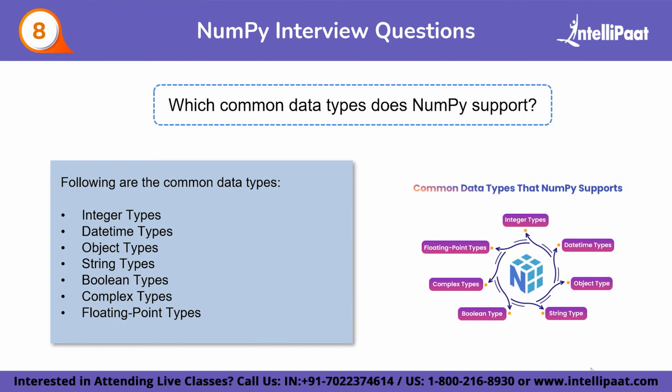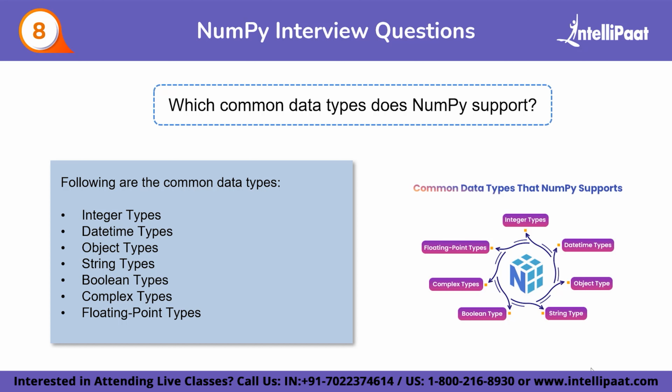Moving on to our next question, which is, which common data types does NumPy support? There are many common data types supported by NumPy. Here are the following that are used by NumPy: integer types, datetime types, object types, string types, boolean types, complex types, and floating point types. So what is the integer type? Basically, these are whole numbers like int32 or int64, used for counting or indexing, right?